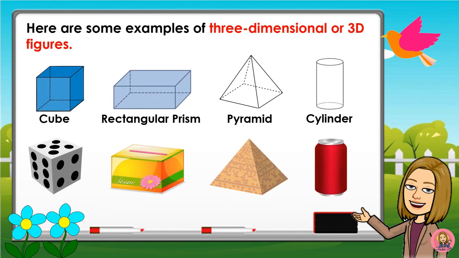Here are some examples of three-dimensional or 3D figures. We have cube, rectangular prism, a pyramid, and a cylinder. And these are the examples of objects that have three-dimensional or 3D figures.